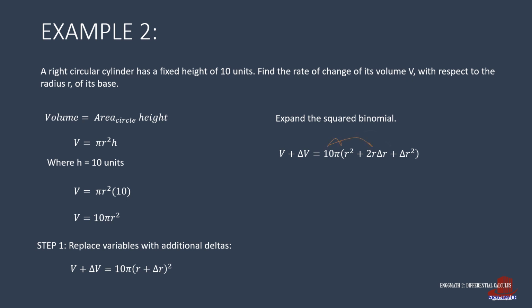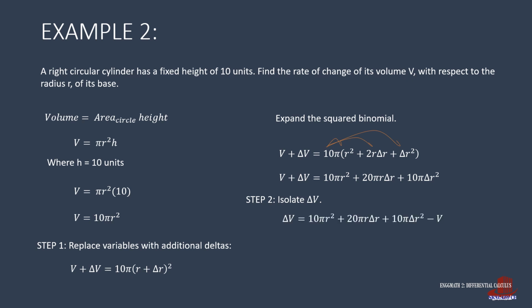And then distribute 10 pi to arrive at V plus delta V is equal to 10 pi r squared plus 20 pi r delta r plus 10 pi times delta r squared. Next is to isolate delta V, and that is by transposing V to the other end of the equation. V has been defined as 10 pi r squared, and plugging this as V cancels out the other term, making delta V as 20 pi r delta r plus 10 pi times delta r squared.